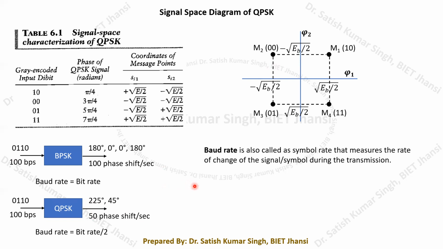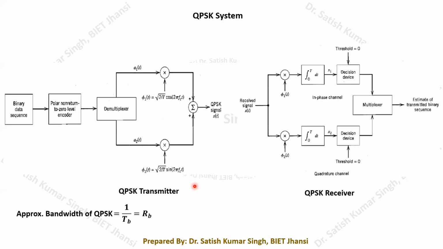So now if you have understood this, let's try to understand the QPSK system, in which we have the QPSK transmitter and QPSK receiver. Let's see how it is done. First, we will have a binary data sequence, and this binary data sequence has to be converted into polar non-return to zero signaling. I have already explained polar non-return to zero signaling, which is also required for the BPSK system.